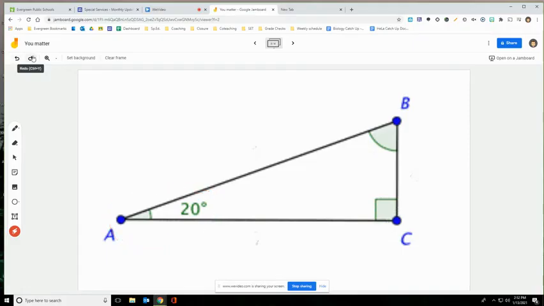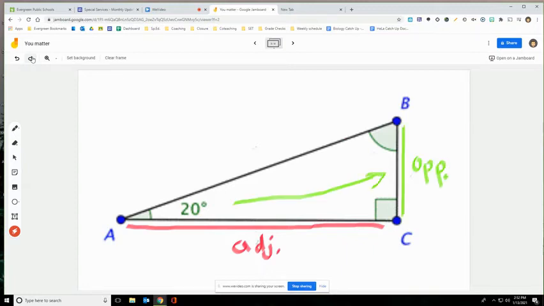And that angle is acute because it is less than 90 degrees. Relative to angle A, this side length is adjacent. This side length is opposite. And this side length is the hypotenuse. And it's the hypotenuse because it's always opposite the 90-degree angle or the right angle.